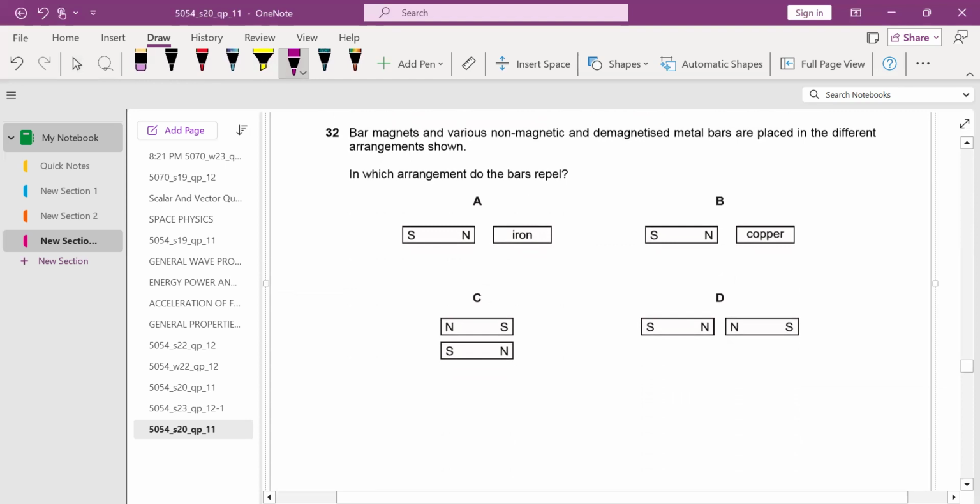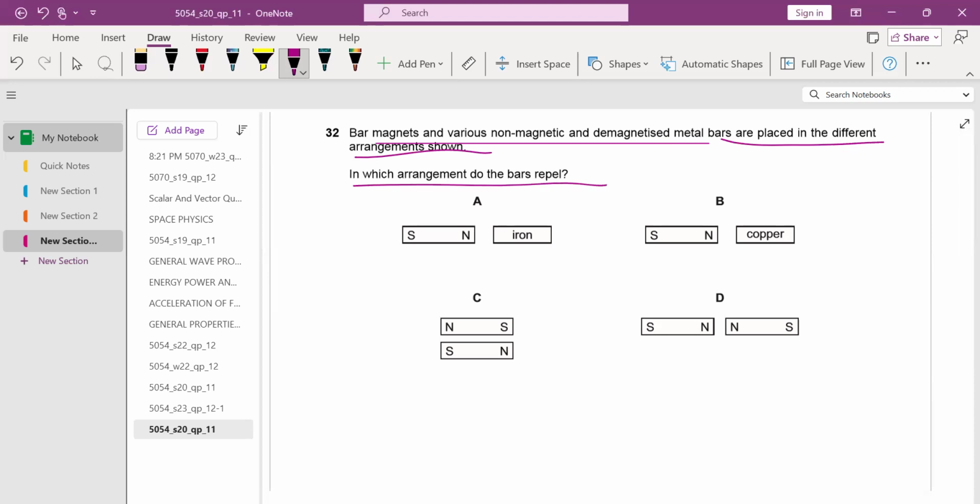The bar magnet and the various non-magnetic and the demagnetized metal bars are placed in different arrangements. In which arrangement do they repel? So option D is correct, as same poles repel and different poles attract.